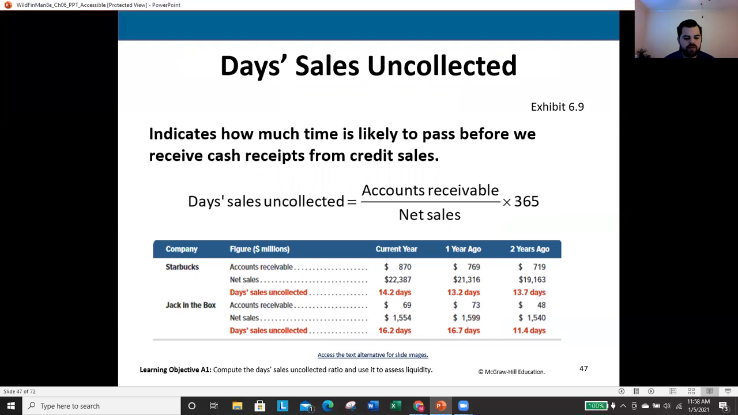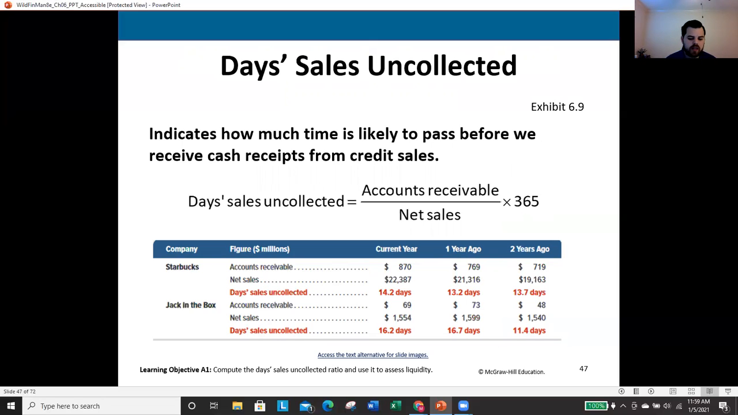So in this case, we've got the information for Starbucks and Jack in the Box. And it looks like for Starbucks, they were at about 13.7 days of sales that were uncollected 2 years ago, down to 13.2 and back up to 14. So pretty stable between 13 and 14 days, but getting slightly worse, right? So their sales are sitting out a little bit longer than they had been.